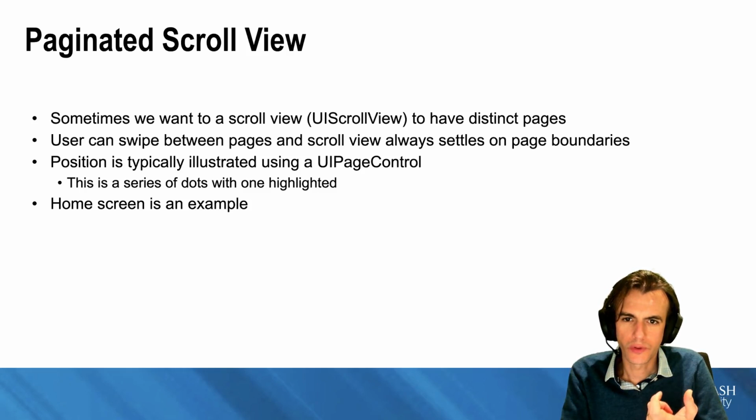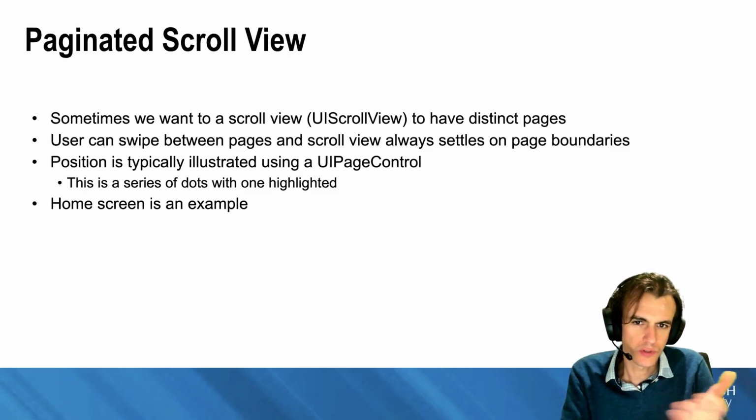When we do this, we want the scroll view to understand that it's displaying paged content, and when it stops being moved, it should settle on one of the page boundaries naturally. And when we do this, there's a need to display which page is the active page, and in iOS this is typically done with a series of dots where one's highlighted, and the component that's used to display this is a UI page control.